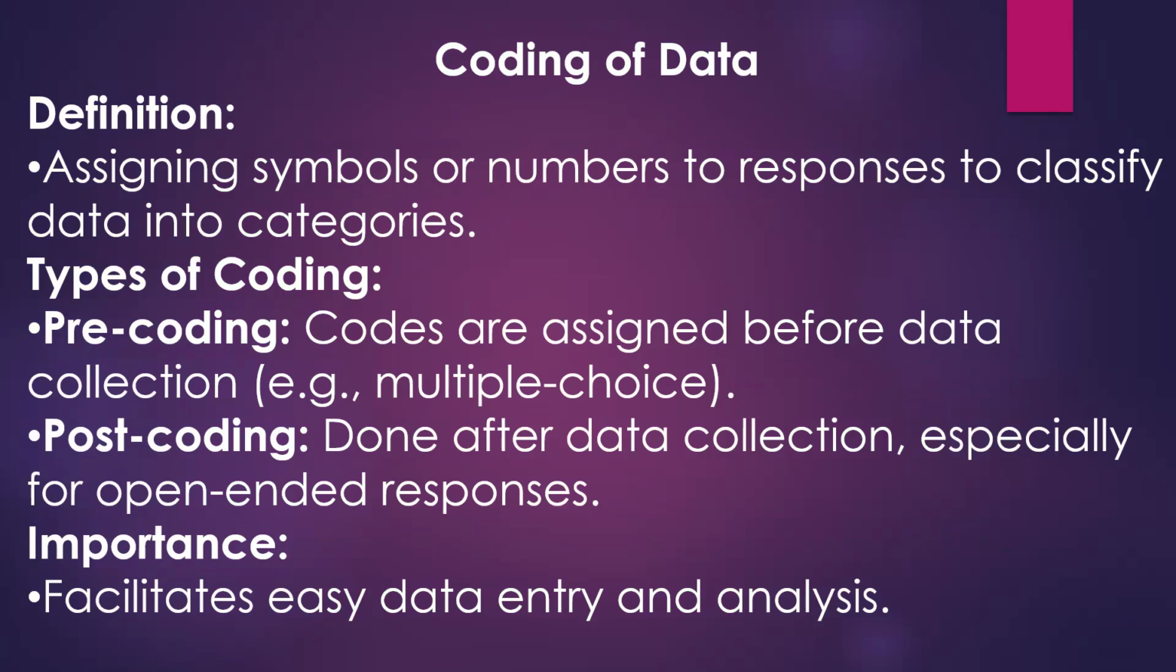Coding of data. Once the data is edited, we move on to coding. Coding is assigning numerical or symbolic codes to responses, especially from surveys. There are two main types, that is pre-coding and post-coding. Pre-coding is used in closed-ended questions like multiple choice. For example, for yes, we can assign the value as 1. For no, we can assign another value.